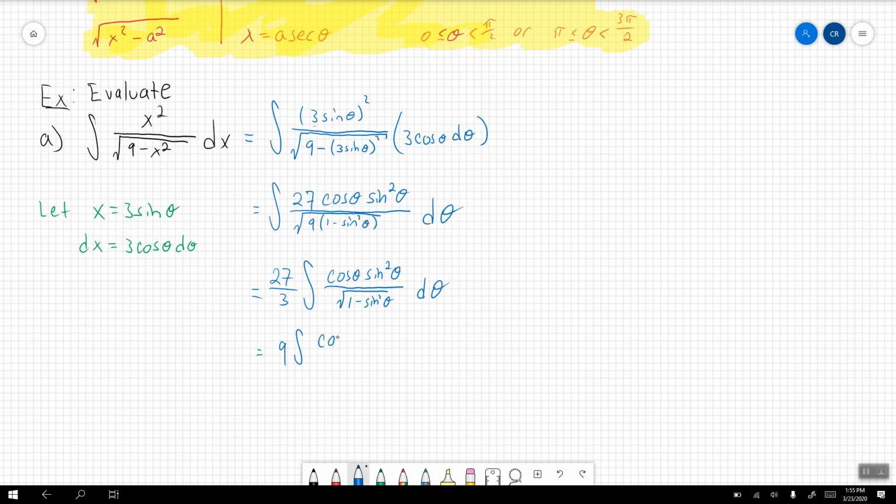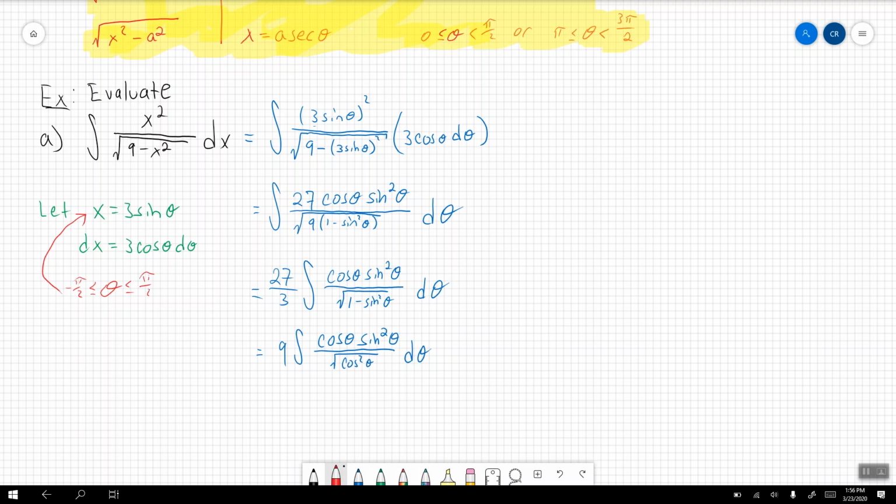All right, so we're going to have cosine theta times sine squared theta, all divided by the Pythagorean identity in the denominator, which will be the square root of cosine squared theta. Now again, you've got to be careful when you're considering this for cosine squared theta. We have to make sure that cosine theta will always be positive if we want to evaluate this integral. So let's see if we can go through the restriction. The restriction here was that x was equal to 3 sine theta, which means if we're doing these restrictions for theta, then sine inverse will be between negative pi halves and pi halves.